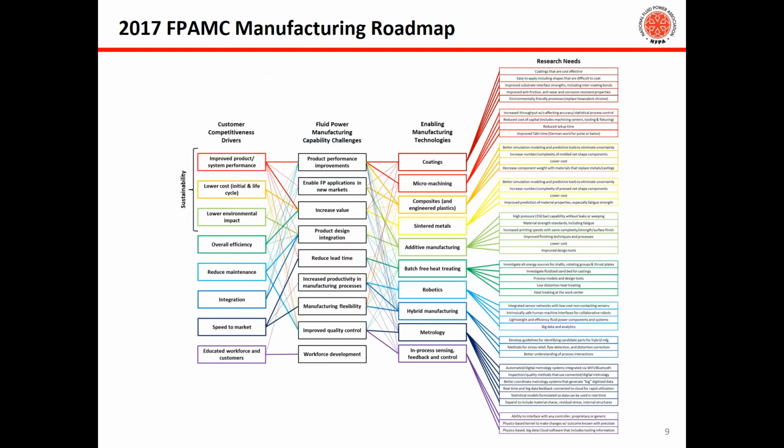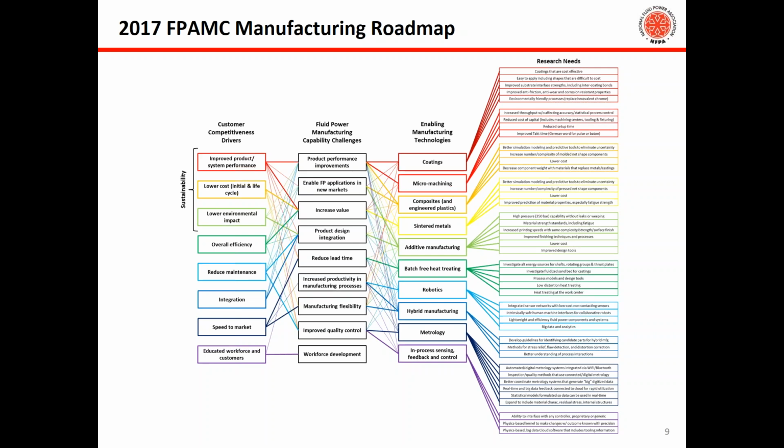By contrast, let's take a look at the structure for the 2017 manufacturing roadmap, which, as you can see, is a little bit different in how some similar concepts have been organized. Again, don't get lost in too many of the details here, but just look at the overall structure of the document. Again, starting over on the far left, you can see a list of what is called customer competitiveness drivers. Those are still drivers that are defining the needs of the customer base, but they are mapped not to research challenges, but to items associated with fluid power's manufacturing capabilities.